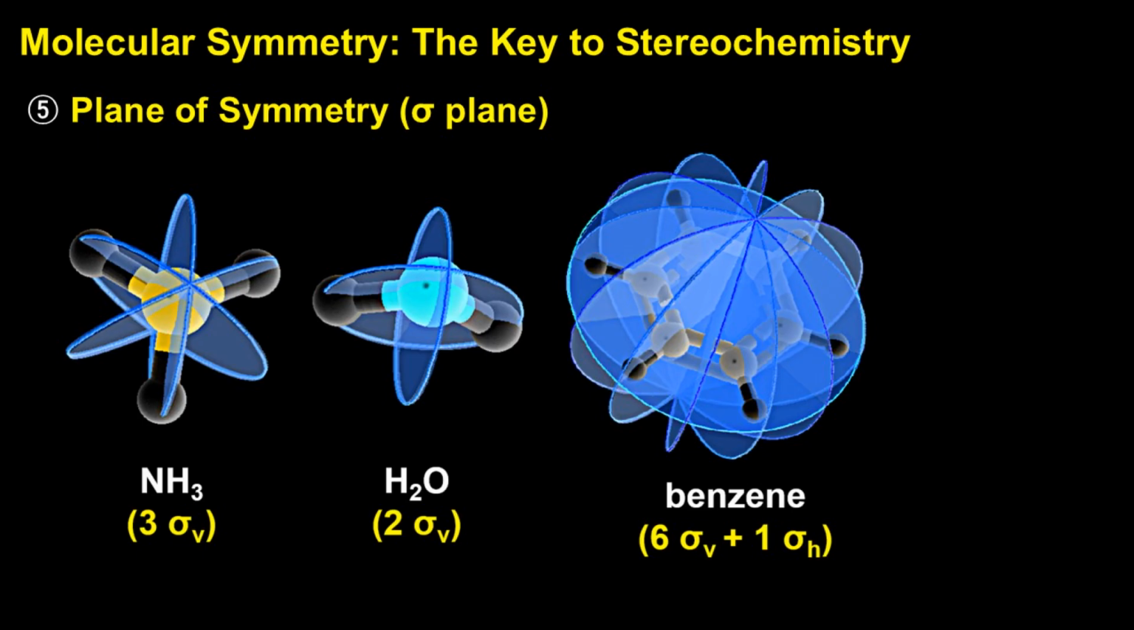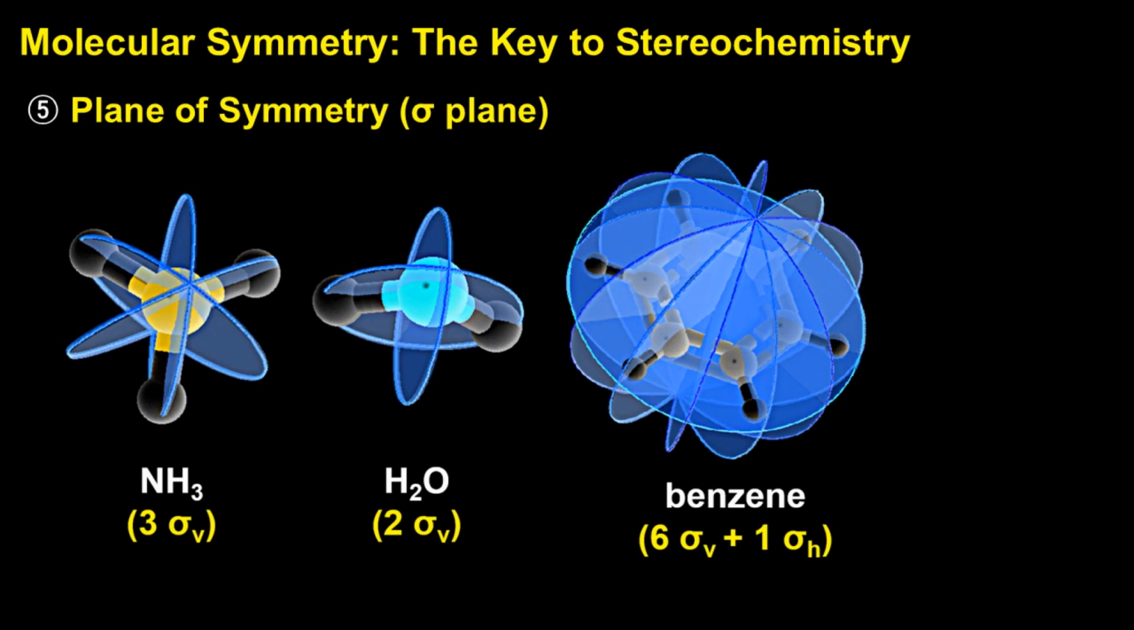Ammonia has 3 vertical symmetry planes, sigma V. Each of these planes passes through the nitrogen atom and one of the hydrogens, splitting the molecule symmetrically. But here's the catch. Ammonia doesn't have a horizontal symmetry plane, sigma H. That's because nitrogen sits slightly above the plane formed by the hydrogens, breaking the horizontal reflection symmetry.